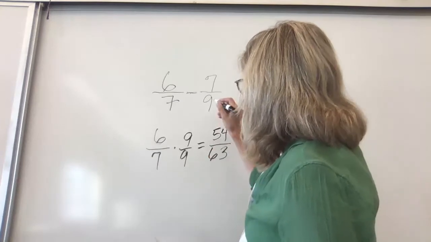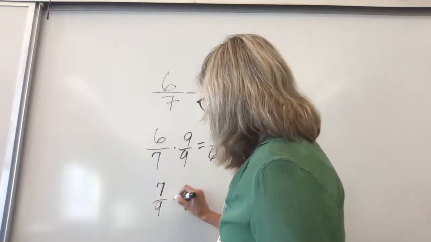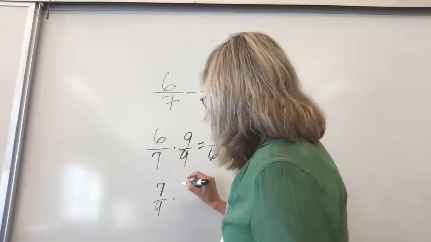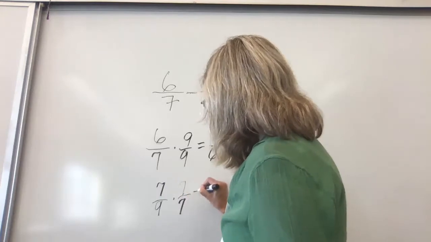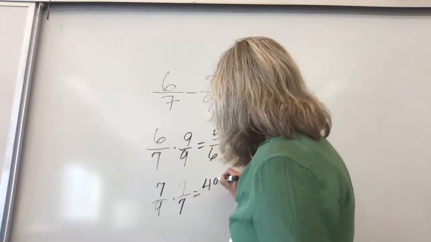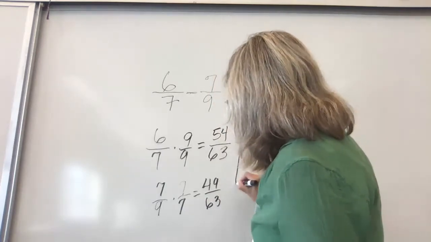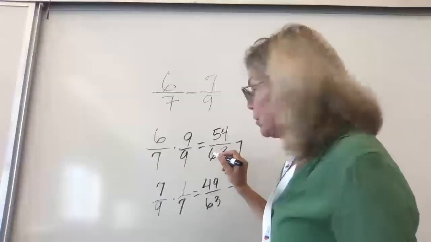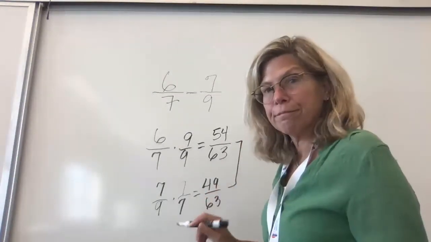And then we take 7 over 9 times 7 over 7, and that equals 49 over 63. So in that way you can tell some rational numbers that are between 54 63rds and 49 63rds.